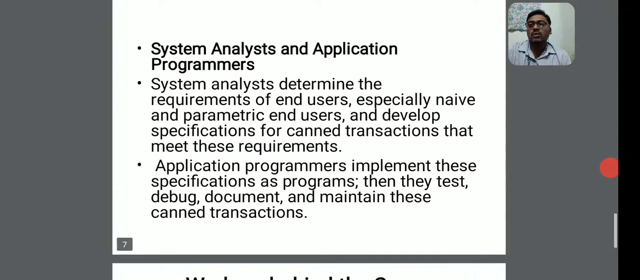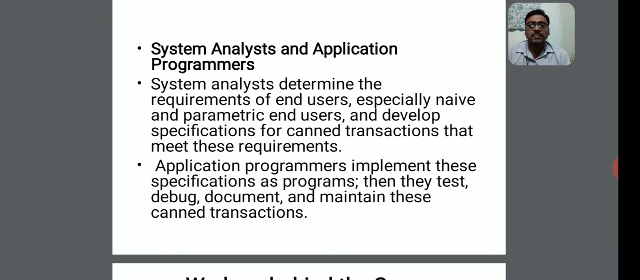I'm sorry, there is one more: system analysts and application programs. System analysts determine the requirements for end users, especially naive or parametric end users, and develop specifications for canned transactions that meet these requirements. The duty of the system analyst is to understand the needs of a particular parametric end user. For example, what are the operations of a bank clerk or bank cashier. Deciding that is the duty of the system analyst.